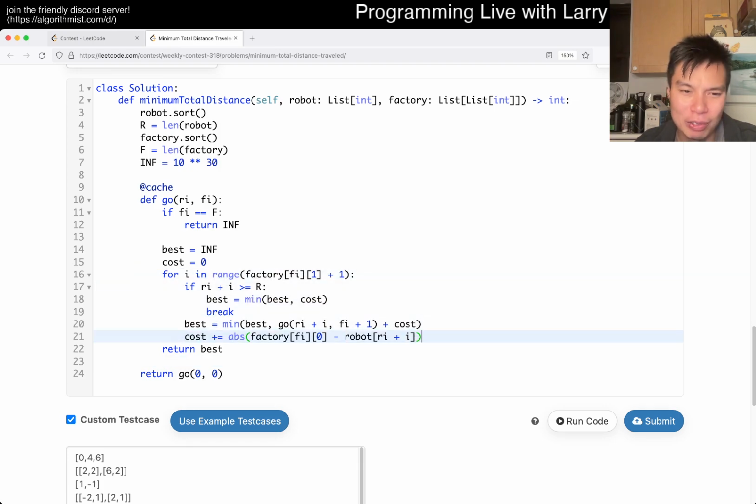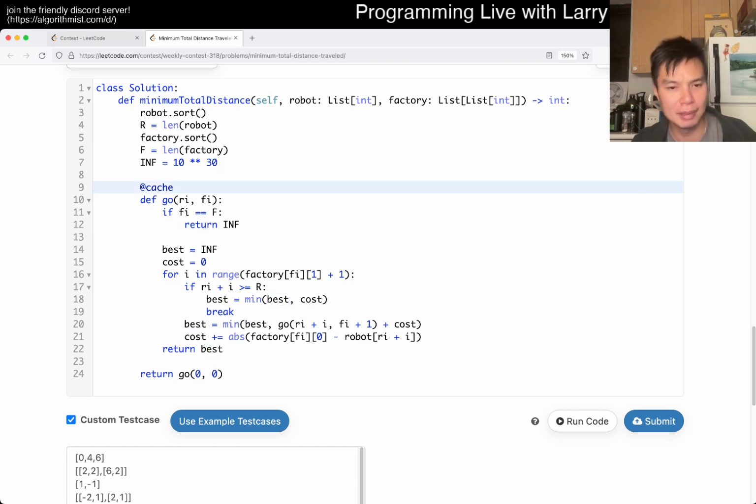This is a very awkward way of writing it, to be honest. But I guess if it works, it works. At the very end, we return best, and that's pretty much it. Hopefully that kind of makes sense.